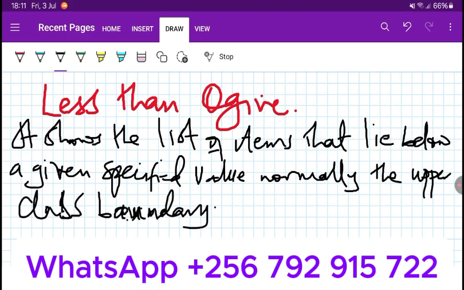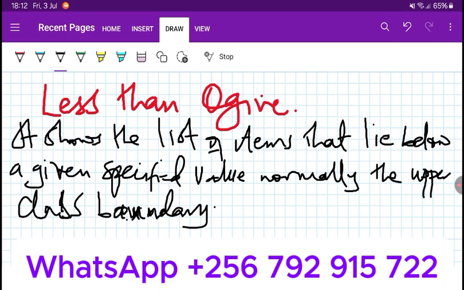And it is all about getting the upper class boundary. Here we are now focusing on the upper class boundary of each of the classes. Then for the other, the more than, we shall be looking at it a little bit later, but for it, it is going to be taking the lower class boundaries.